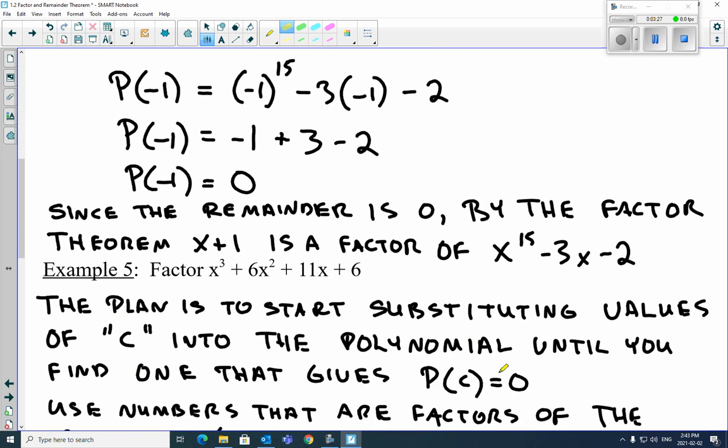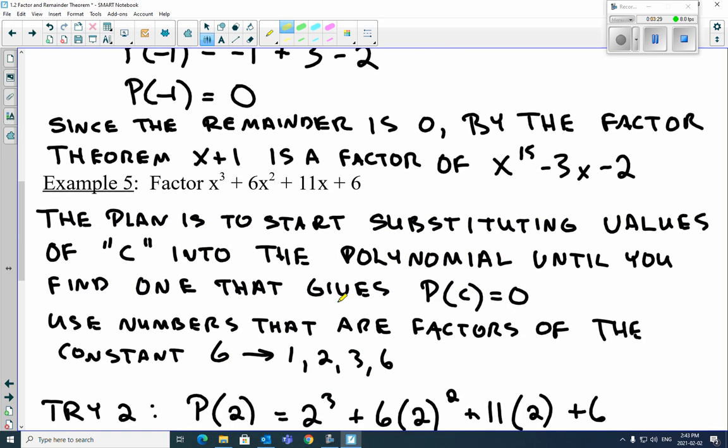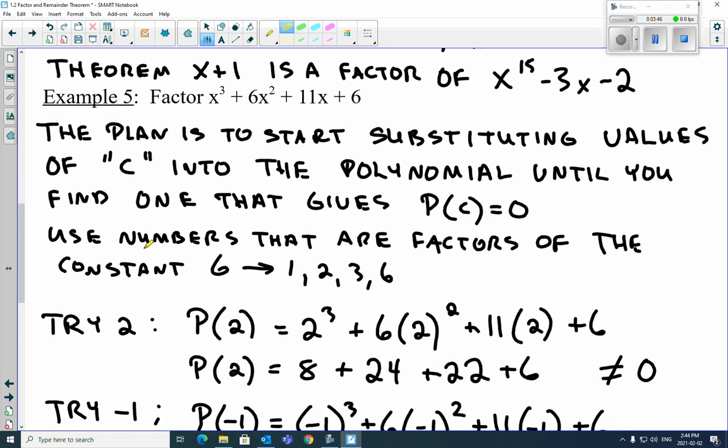Okay, example number 5. Factor x cubed plus 6x squared plus 11x plus 6. So this is the first one where we're actually going to factor it into a bunch of binomials. Well, the problem is you don't know what one of the factors is. So we tried the easy one. What we're going to do is substitute values into the polynomial until we find one that gives us a remainder of 0.